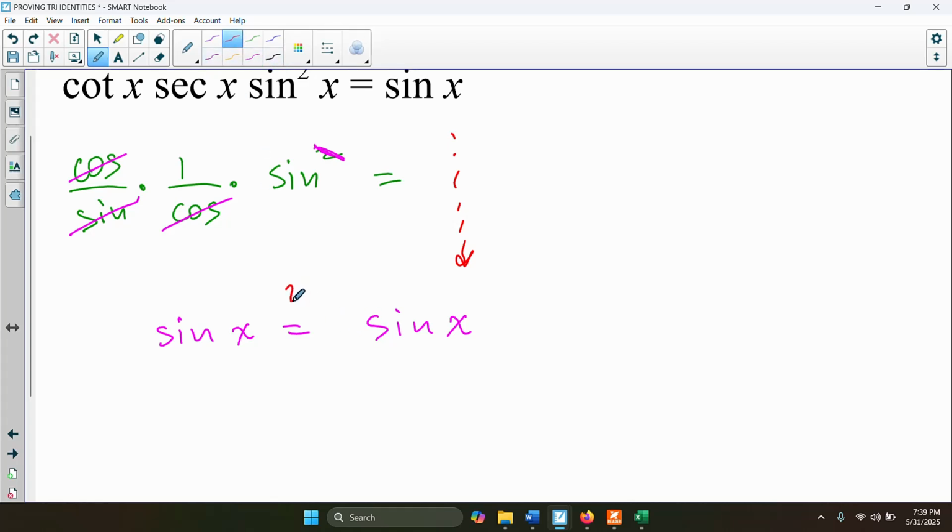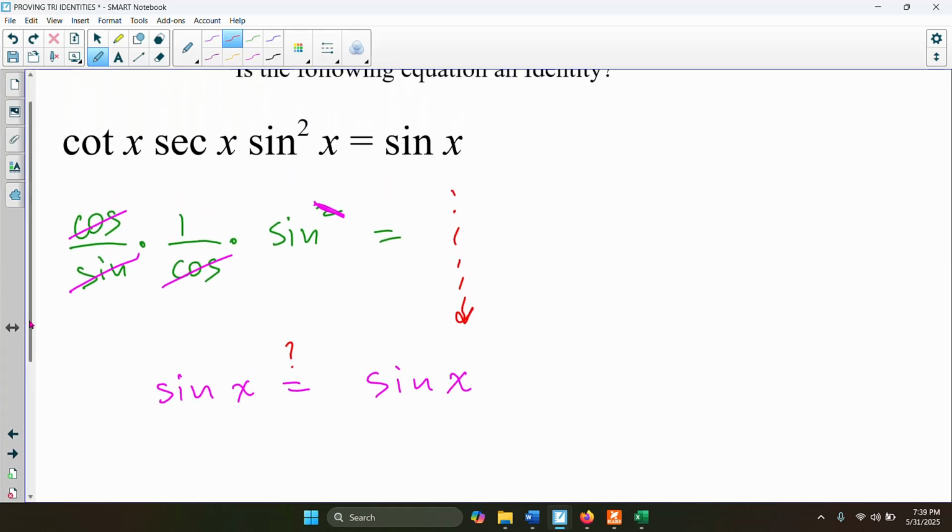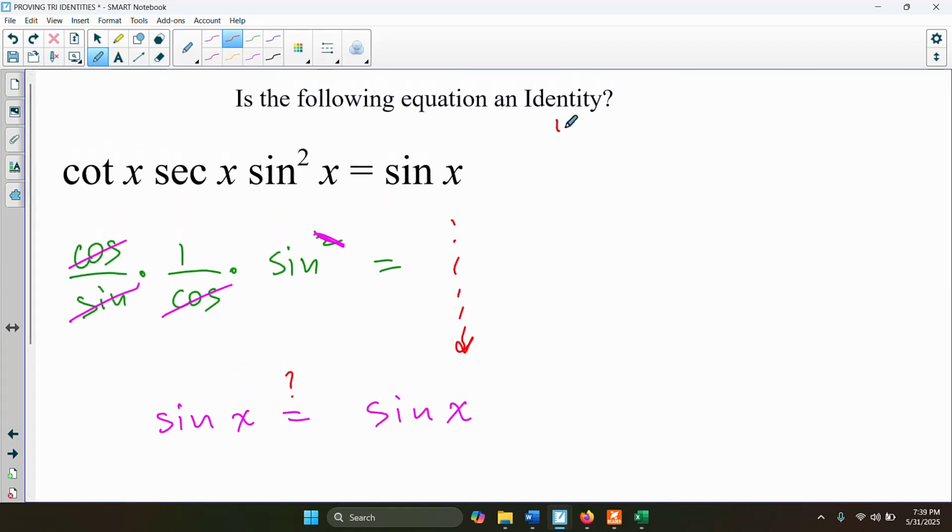And now I decide, of course, that's true. Yeah, it's always true. Okay, sine equals sine. So yes, it would be a yes. And there is my sort of introduction to it.